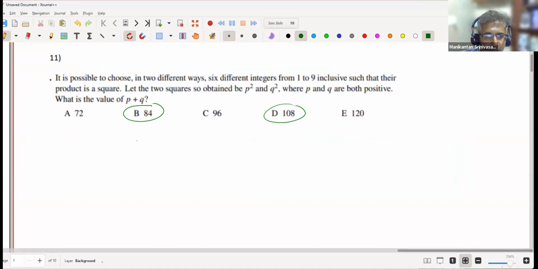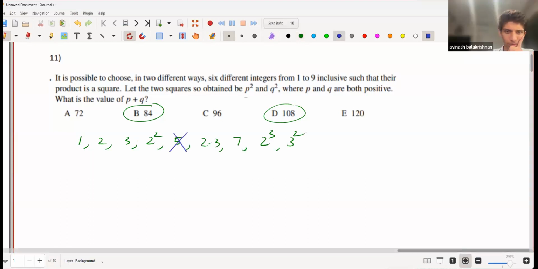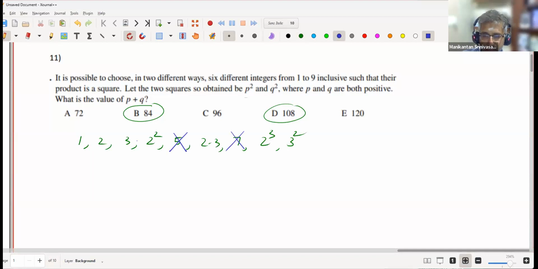So let's see. 2 squares are p square. Okay. So what are the numbers? 1, 2, 3, 4, 5, 6, 7, 8, and 9. Right? And then it's possible to choose 2 different numbers in 2 different ways, 6 numbers, which is the product is a perfect square. So clearly I cannot choose 5. I cannot choose 7 because they don't have a pair at all. Yeah. So that eliminates two numbers. I'll have to only select the remaining.